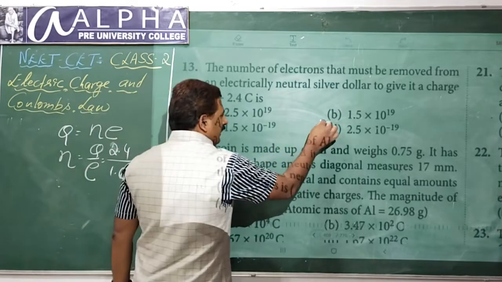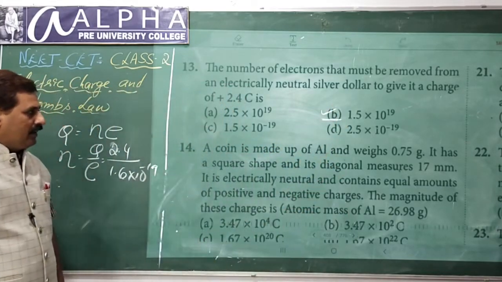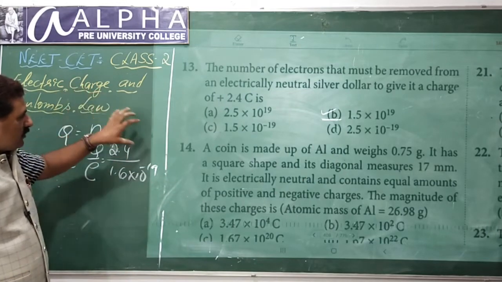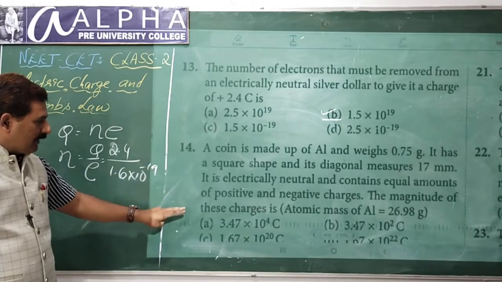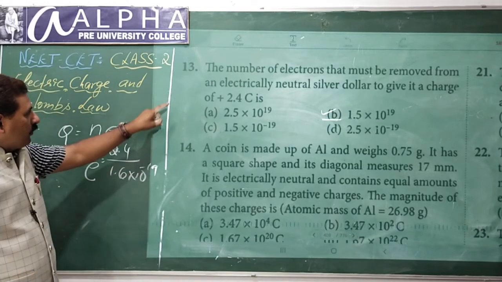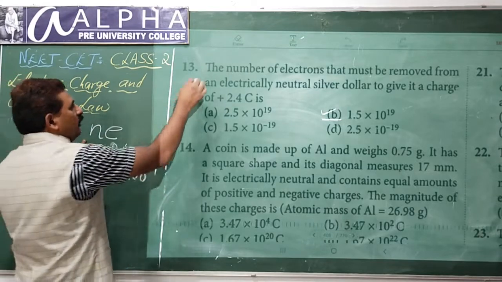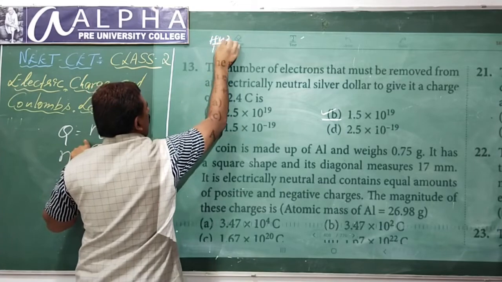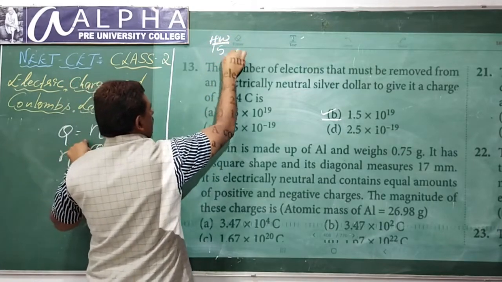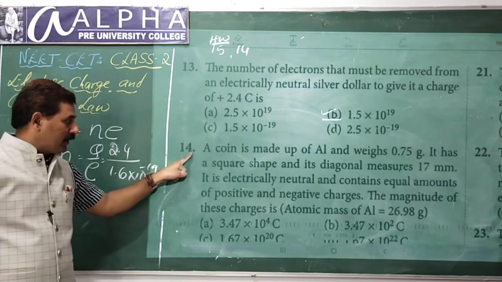Check it out once again. This is the answer, I think. Check the answer once again. So on overcharge, we have discussed all the aspects. Now two questions remaining, 14 and 15. Question number 15 is similar to 13, and you take question number 15 as homework. You try at home. Also questions 14 and 15 are homework sums, but I'll give a hint for 14.